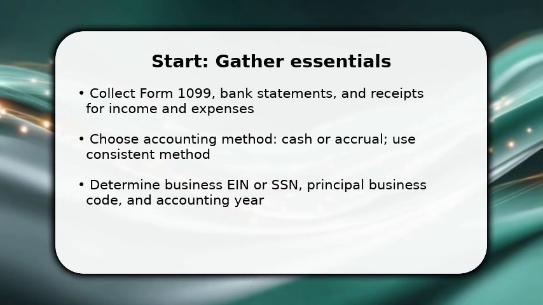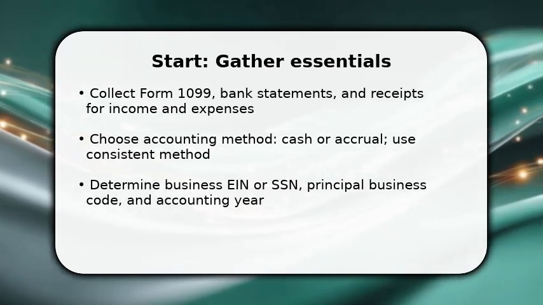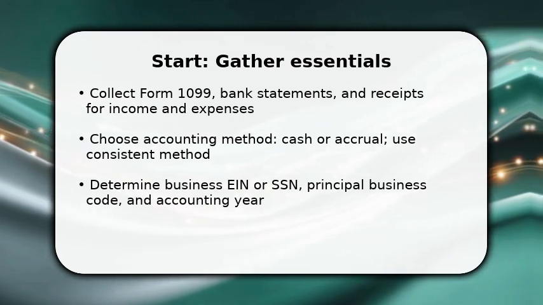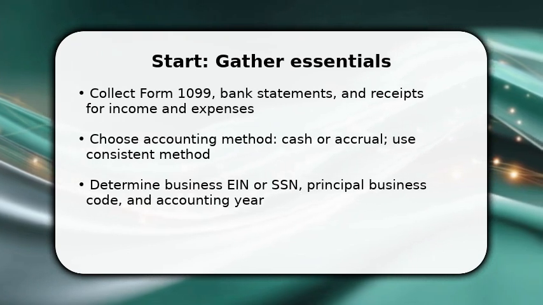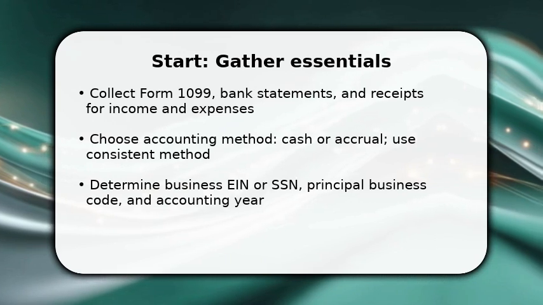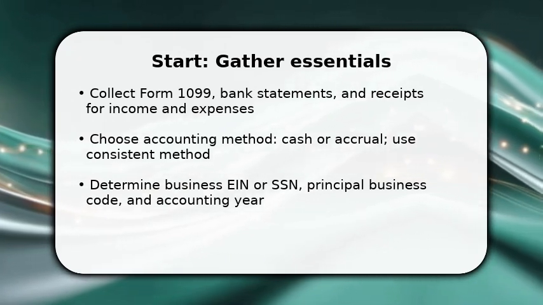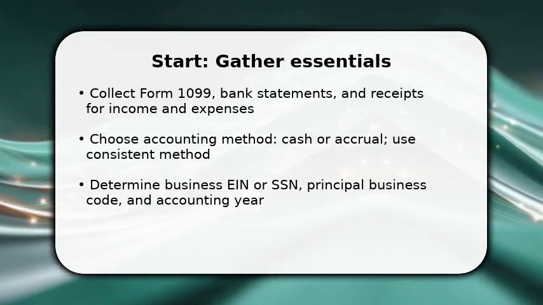You begin by assembling essentials and making the first entries. Gather Form 1099s, bank records, and receipts so income and expenses match. Choose and record your accounting method, cash or accrual, because that decision affects timing. Enter your business name, EIN or SSN, principal business code, and accounting year at the top of Schedule C.